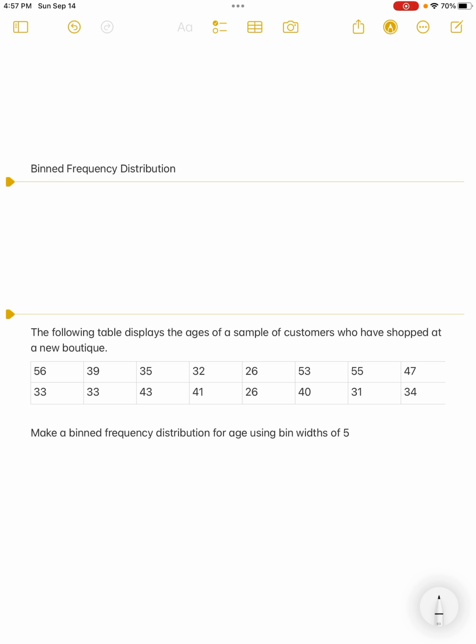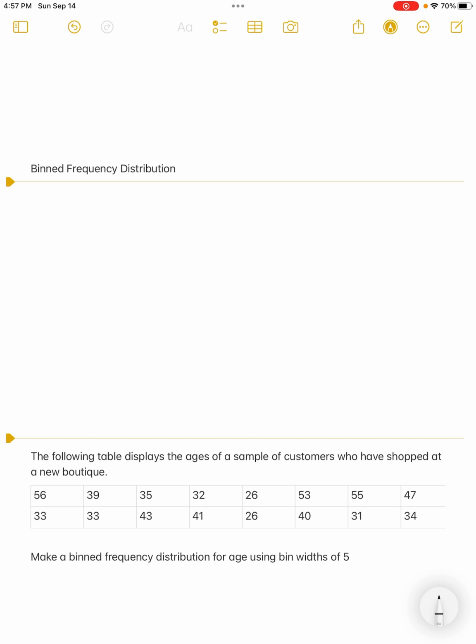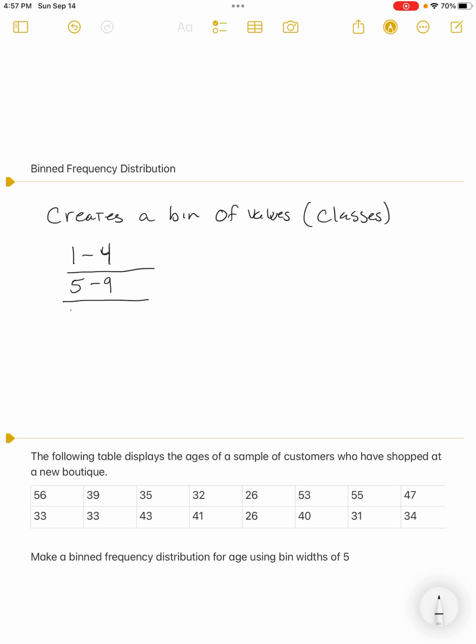Let's talk about what that is. This creates a bin of values, which is where it gets its name. Sometimes in books they'll call it classes. So instead of doing 1, 2, 3, 4, 5, maybe because our data spreads out from 1 to 37, we do something like 1 to 4, and then the next category is 5 to 9.